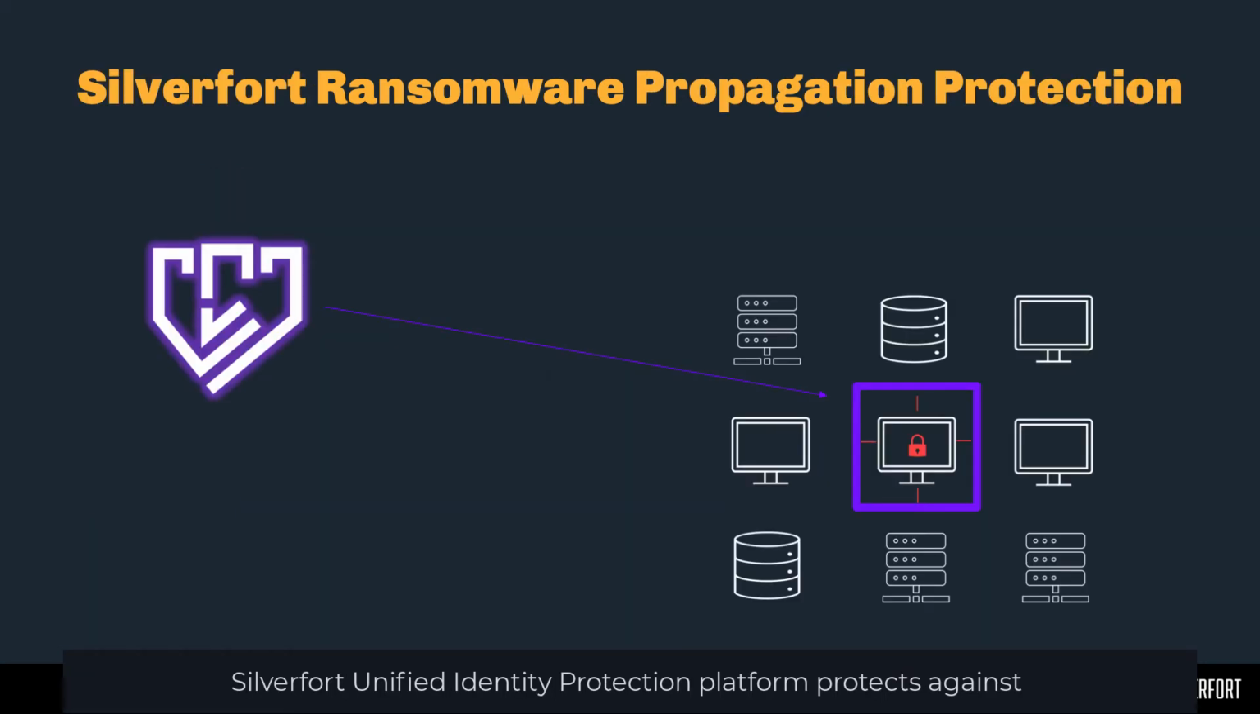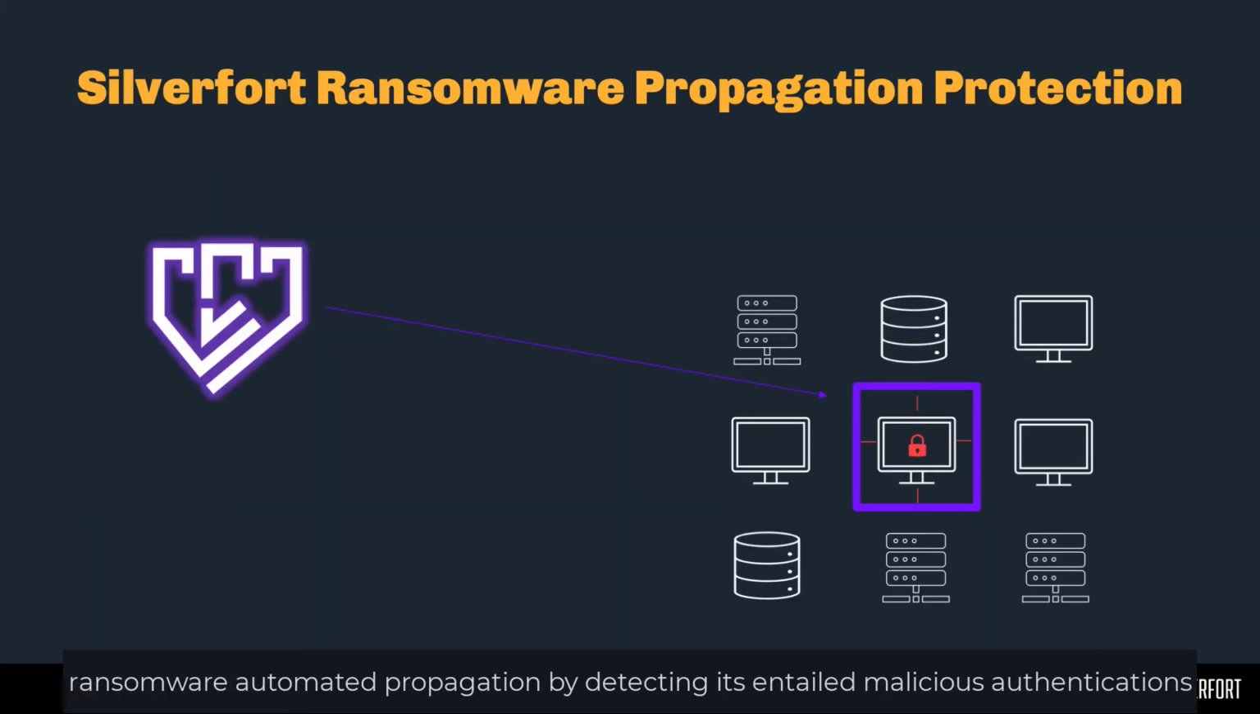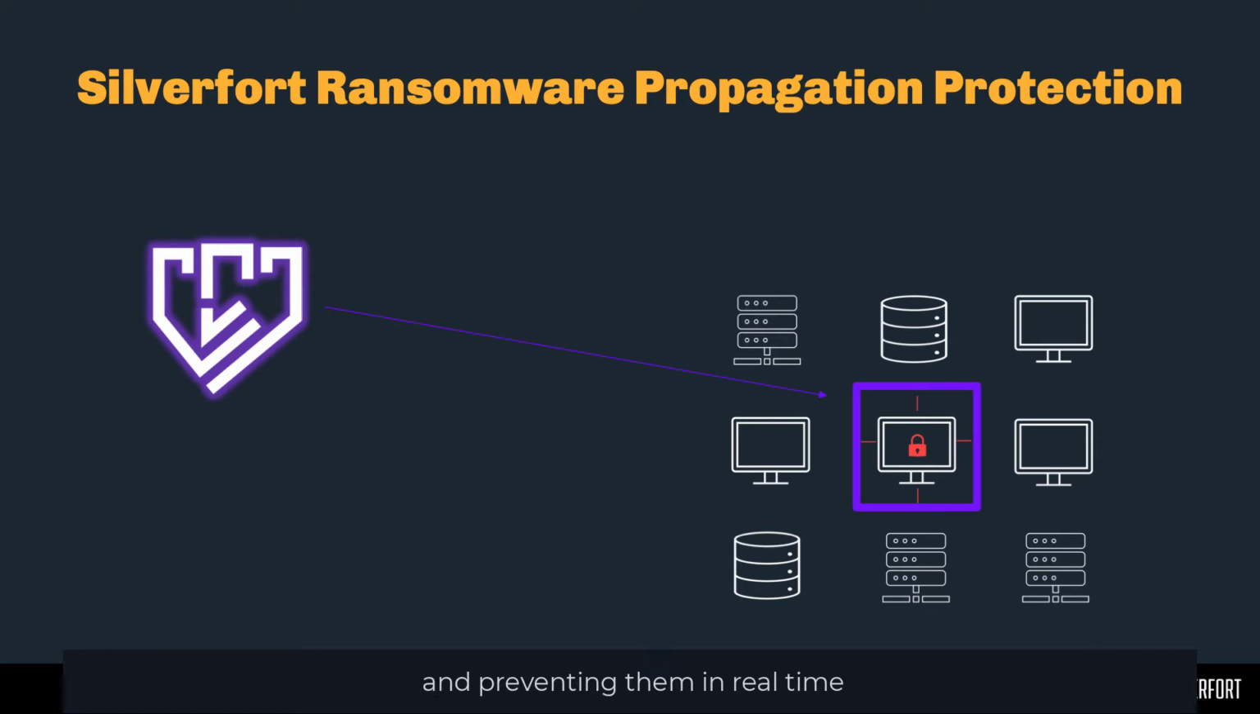Silverfort Unified Identity Protection Platform protects against ransomware automated propagation by detecting its entailed malicious authentications and preventing them in real time. Let's simulate such a ransomware attack propagation.